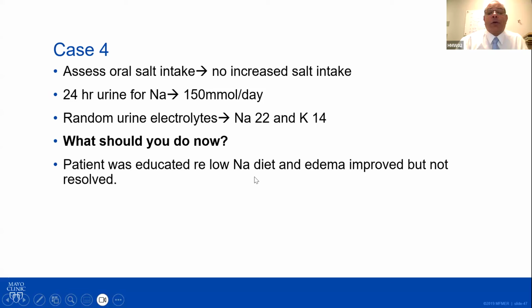Again, I just want to tell you one thing that I always tell the fellows. God created the kidney so we can eat what we want. If there is a problem with the kidney handling the sodium, we cannot eat what we want. You have to limit the intake.